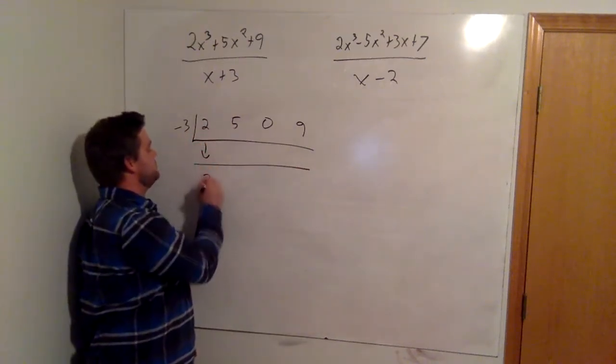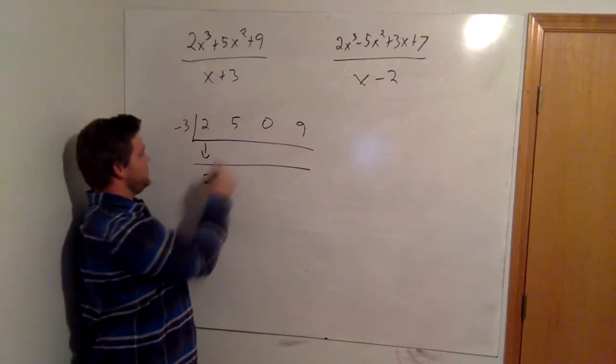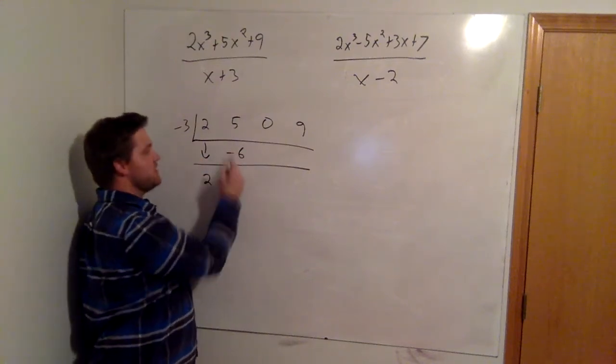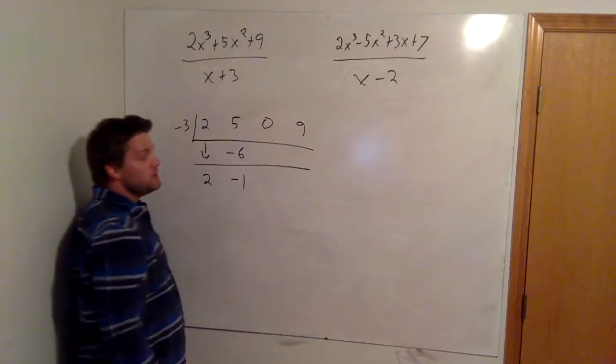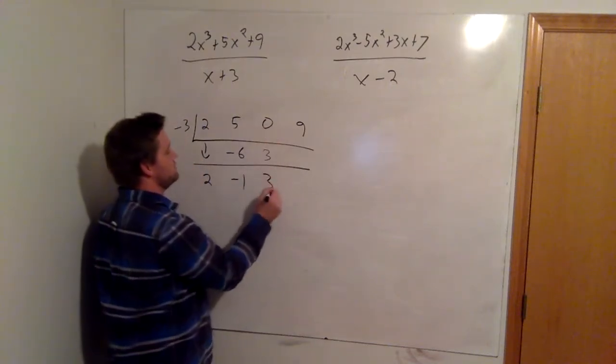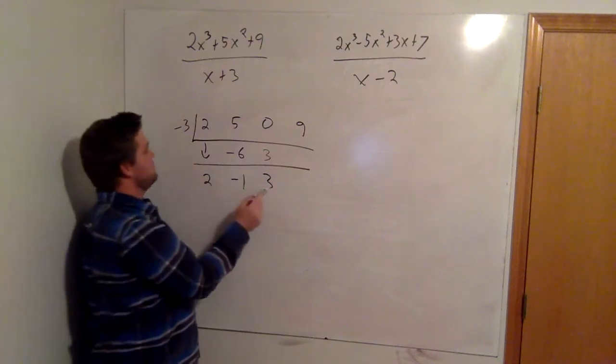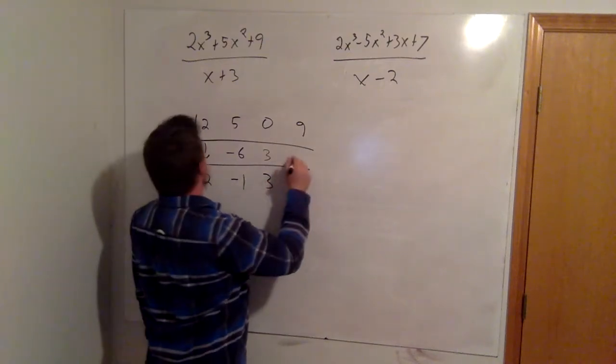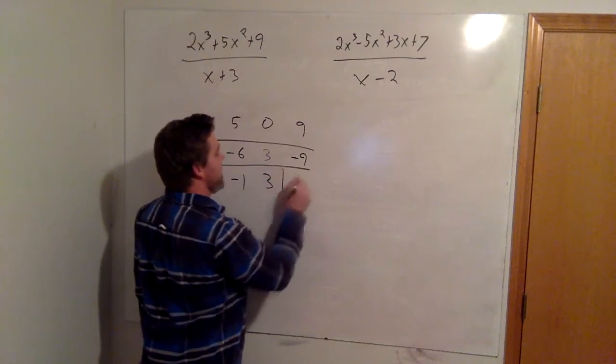I'm going to drop down the 2. Negative 3 times 2 is negative 6. Negative 6 plus 5 is negative 1. Negative 3 times negative 1 is 3. 3 plus 0 is 3. Negative 3 times 3 is negative 9. Negative 9 plus 9 is 0.